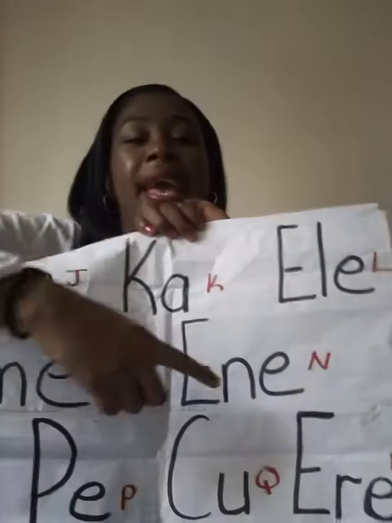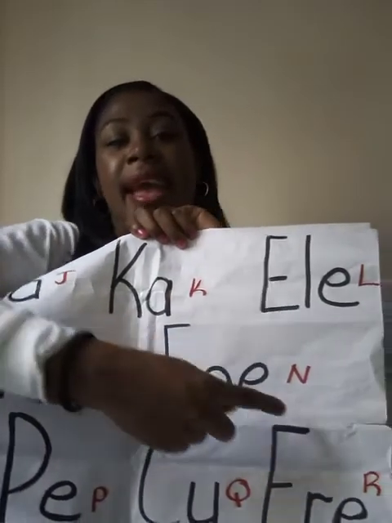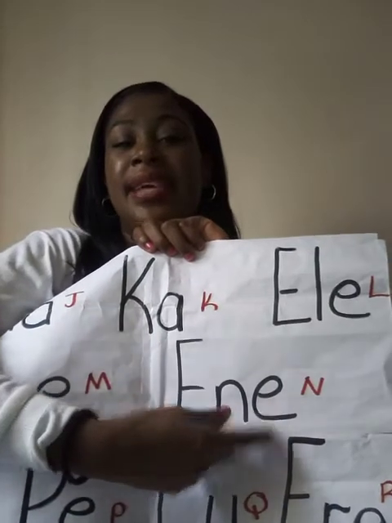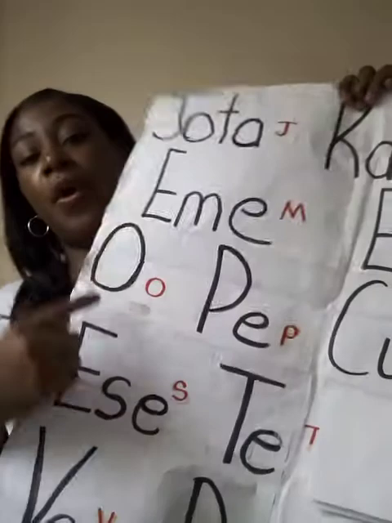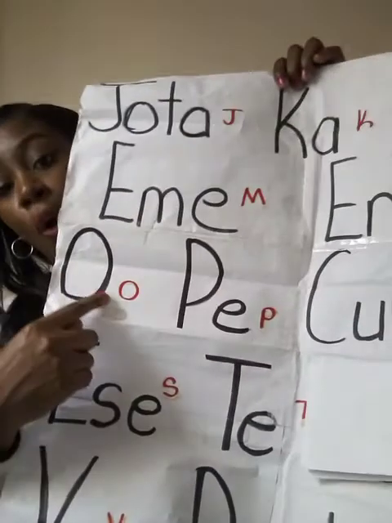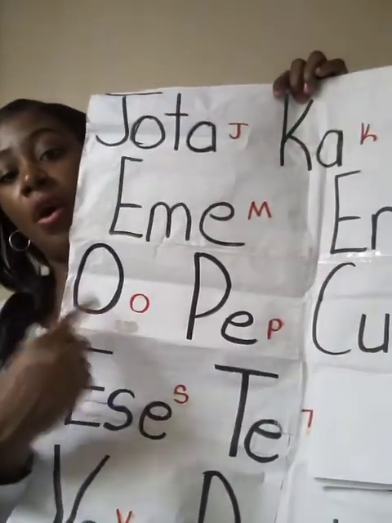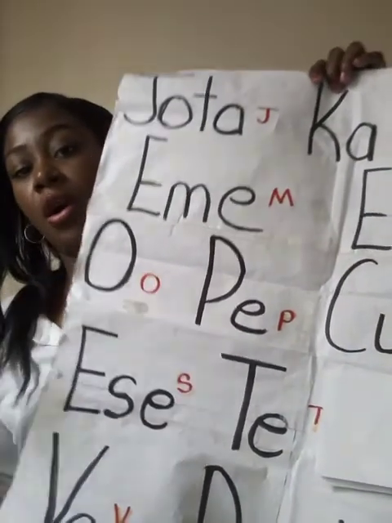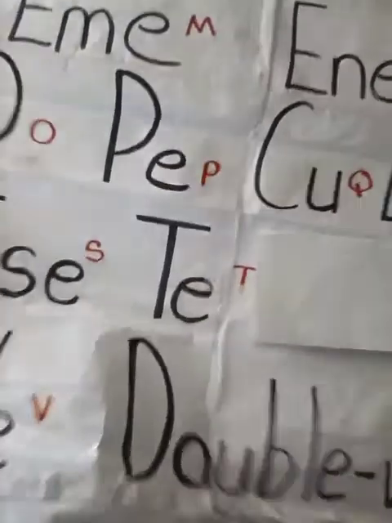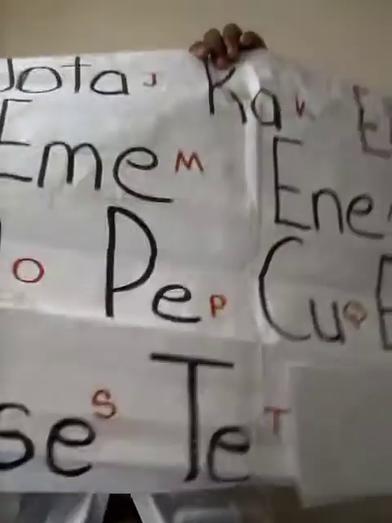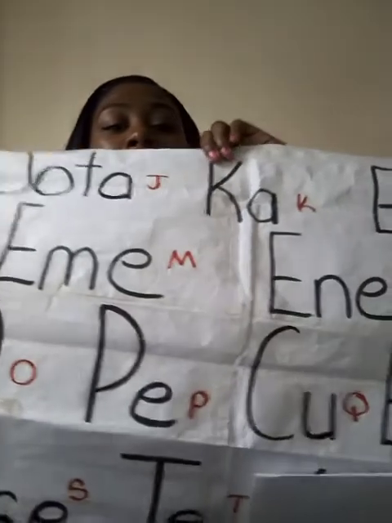N is N. Then we have O, which we already know. O is O. P is P.